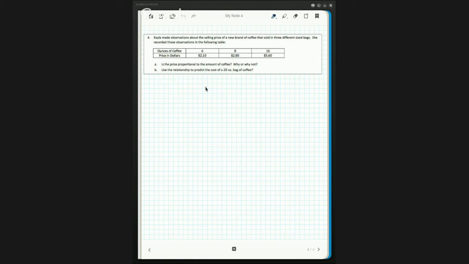And the first thing we're going to do is rewrite this in terms of a 3-column chart. So we are going to create a 3-column chart. And remember, this is all written in columns, and we've talked about why in class. So ounces of coffee is column 1. Column 2 is going to be the price, and that's in dollars.